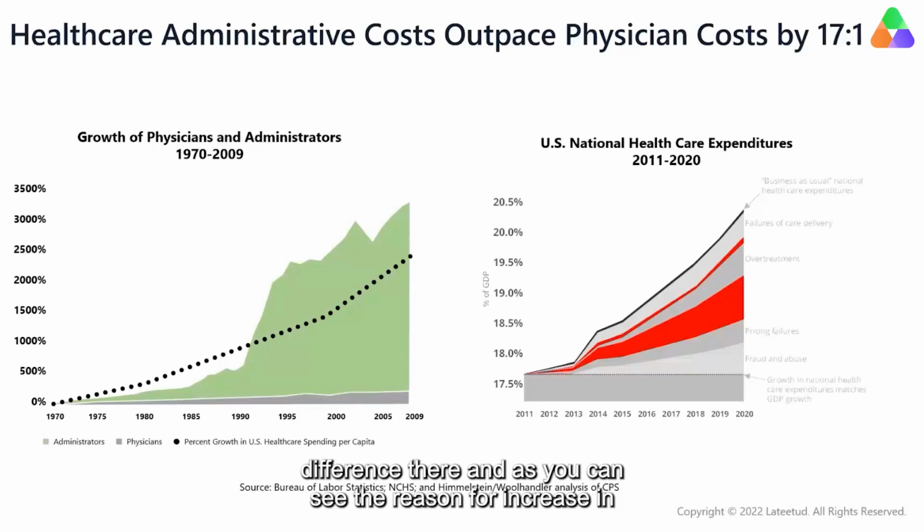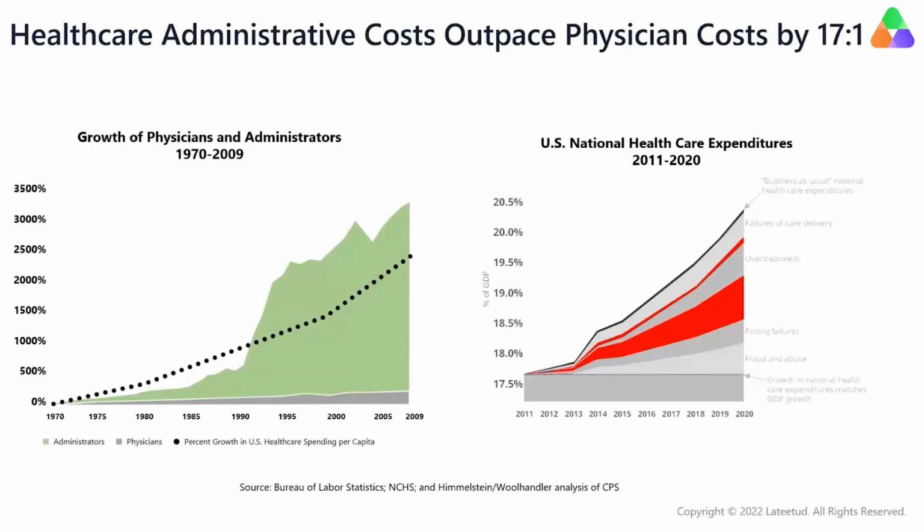And as you can see, the reason for the increase in cost is not because you're adding more physicians, which is what we should be doing, but because the cost associated with providing healthcare is increasing tremendously. On the right-hand side, the areas where the cost is increasing are indicated. It could be fraud and abuse. It could be overtreatment. It could be pricing failures and so on and so forth.